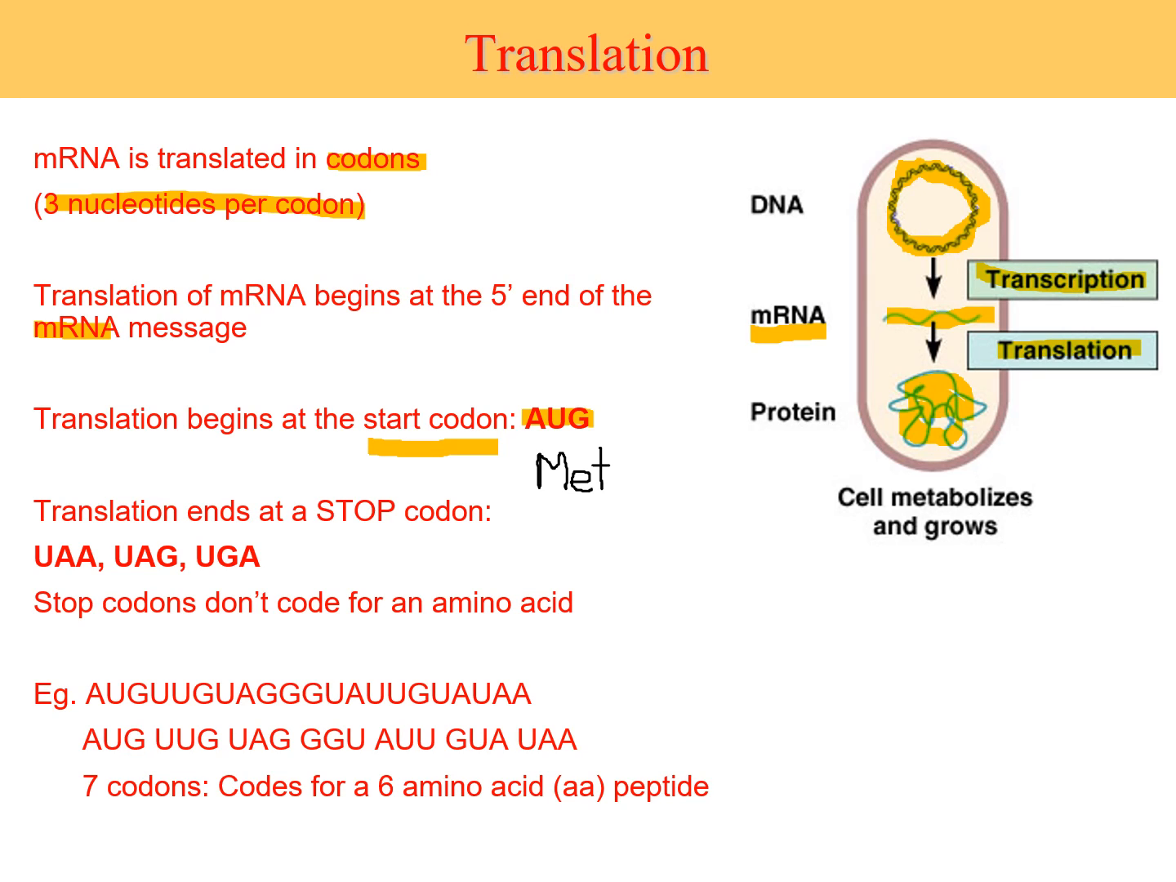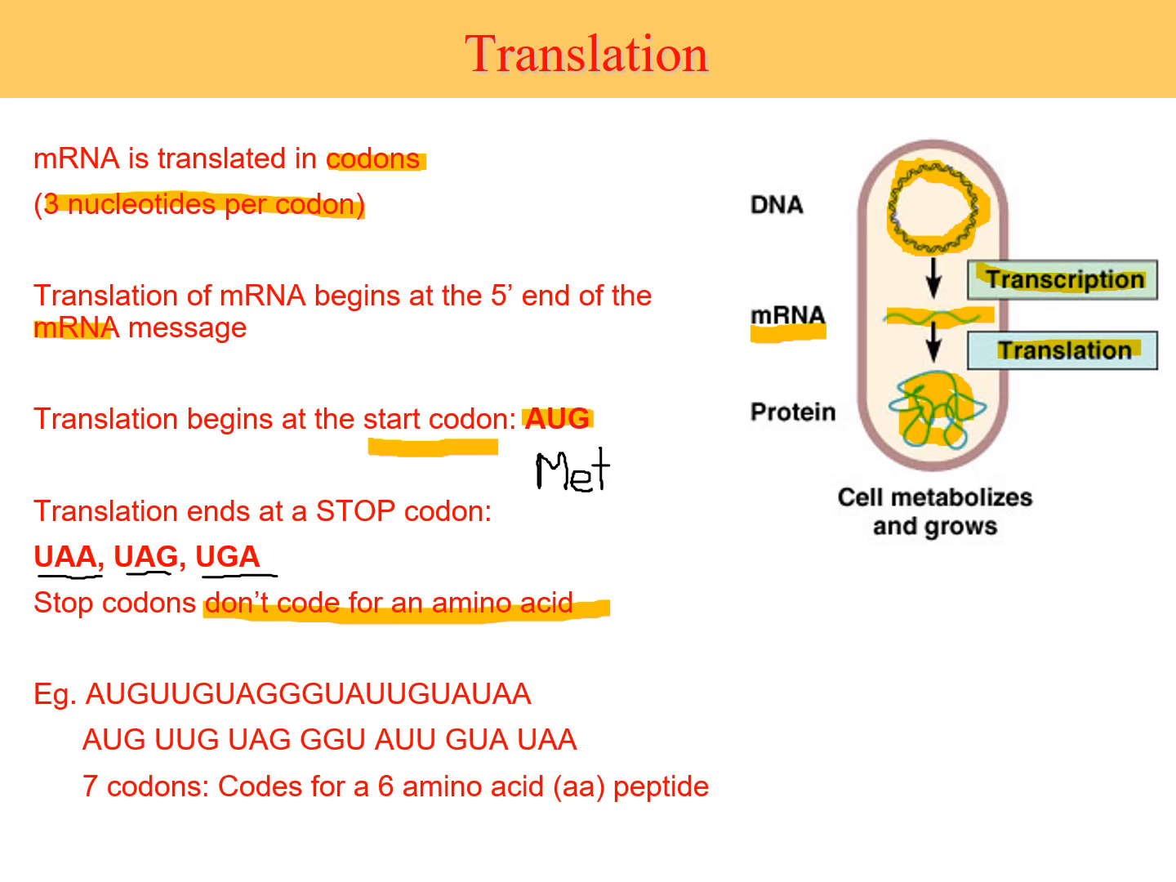And then the codons are read as the ribosome moves along the messenger RNA until it reaches a stop codon, which could be UAA, UAG, or UGA. Stop codons do not code for any type of amino acid. They are simply a stop signal. They do not code for amino acid.